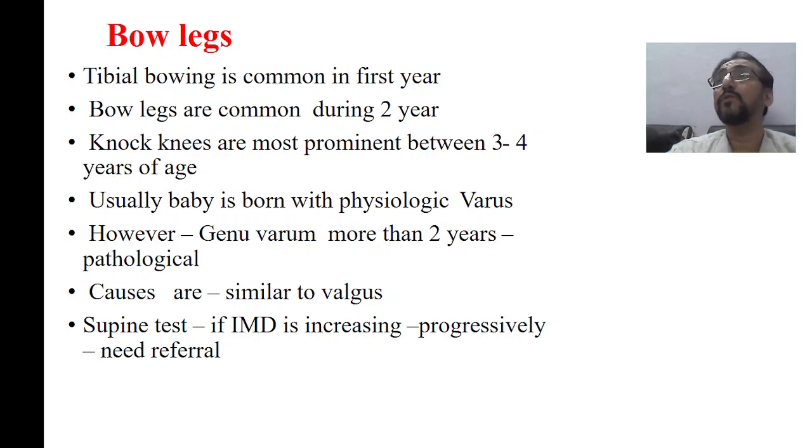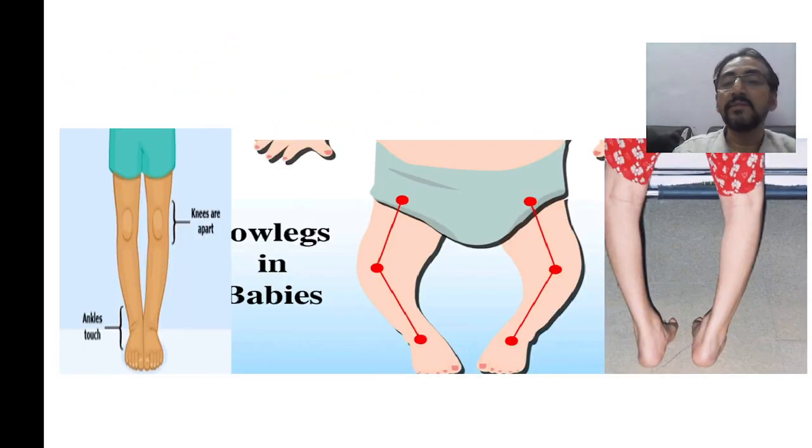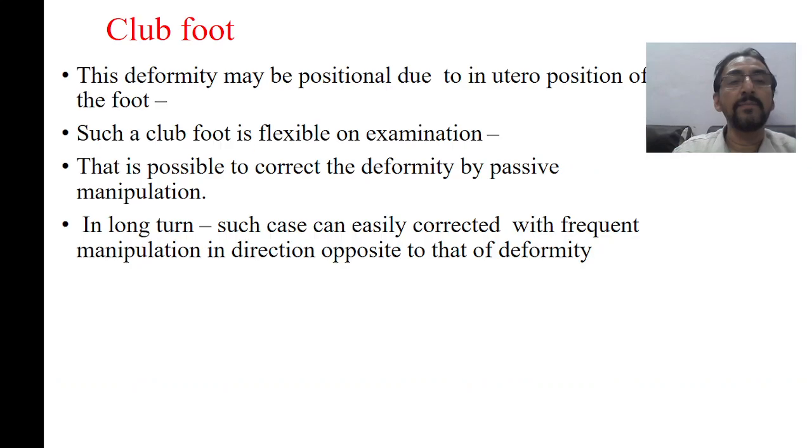So here also you go for that supine test. Ask the patient to lie down in the supine position with both the soles approximated. Then measure the intermalleolar distance. If it is progressively increasing, again it needs a referral. So this supine test is one of the very important tests we have to do in the OPD whenever we get such cases. Now, these are some of the pictures of bow legs.